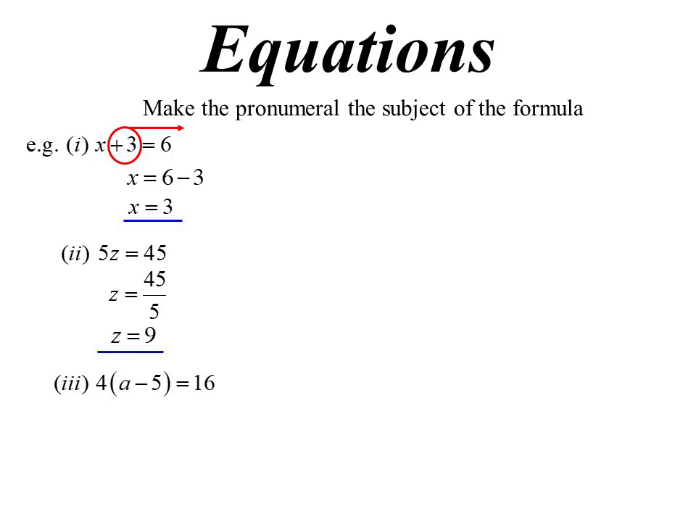I don't have to do anything else. Something like this, there's 2 ways you could do it. I could divide both sides by 4 and go from there, or I could expand out and go from there. Which way did I go? I decided to expand out first. So I've got 4a minus 20. I'm going to push the 20 to the other side. It becomes 36. 36 on 4 simplifies down to 9.